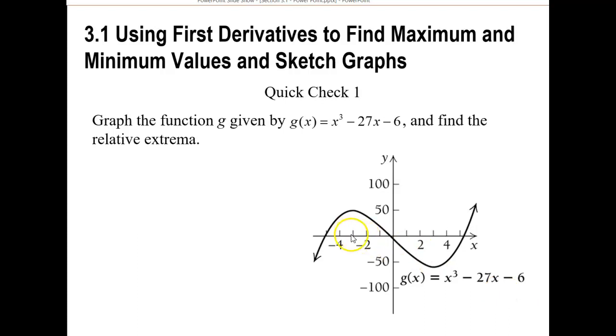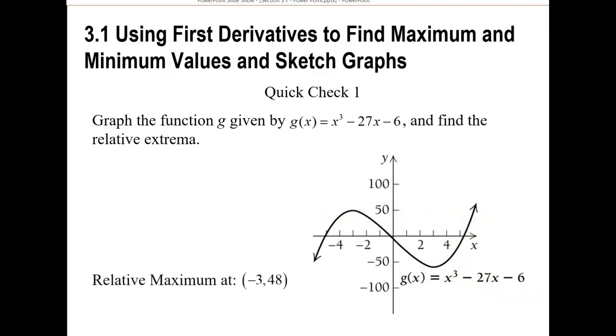So it looks like about right here, maybe at -3, we've got a relative max. And then over here, maybe around positive 3, looks like we have a relative min. And our function should be increasing, then decreasing, and then increasing in those other spaces. So let's see if we can verify.